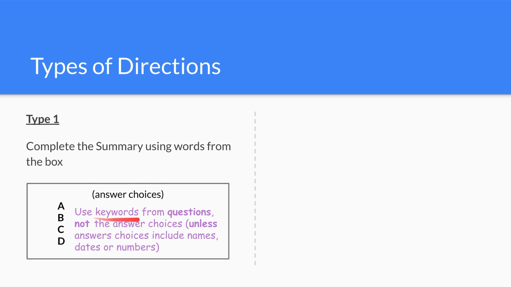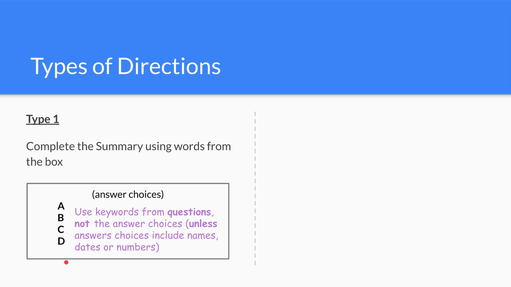If you get answer choices, then still what you should do is you should first mark the keywords from the questions. Most of the times you are going to be using keywords from the questions to find the matching sentences in the reading passage. So don't mark keywords from the answer choices unless, and this is a very important point, unless you find proper nouns, dates, or numbers in the answer choices.